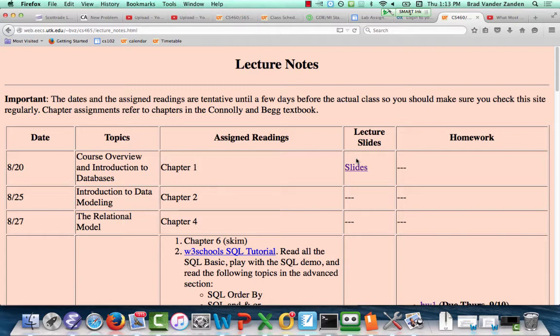Okay. So the rest of today, I just want to basically give you an introduction to what is a database and why we use them. Why we use them in preference to something else like just regular ASCII text files, for example.